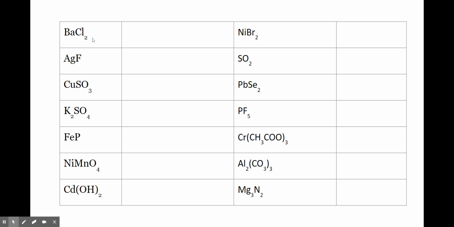So our first example is BaCl2. And if you notice, Ba is from the left side of the periodic table and Cl2 is from the right side. So we know it's ionic. So we just list the name of the first element and then the name of the second element and change the ending to IDE. So our first one, barium chloride.